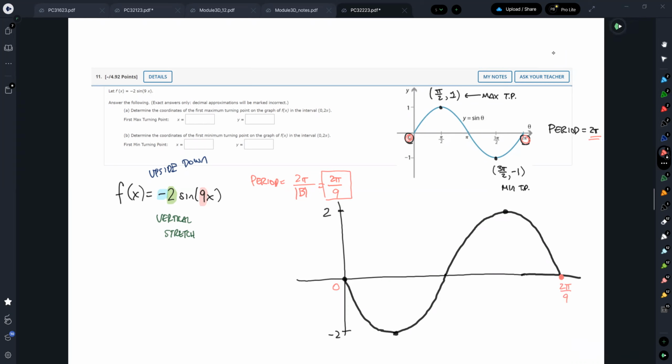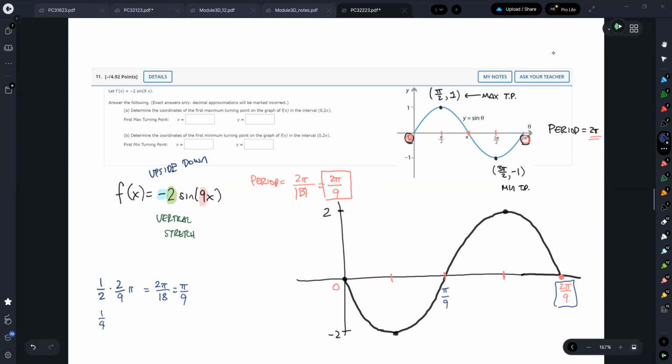All right. And so now we're going to try to figure out where these marks are going to be right here. The way you figure this out is you take this number, 2 pi over 9. We're going to take half of that to get to this point. So 1/2 times 2 pi over 9. Well, if you multiply that, that's 2 pi over 18, which is pi over 9, which will be this tick mark right here.